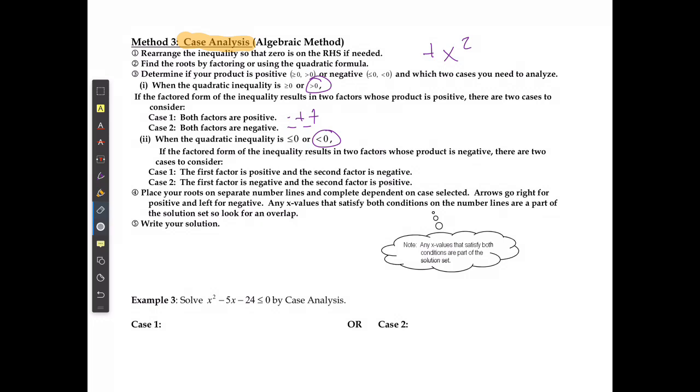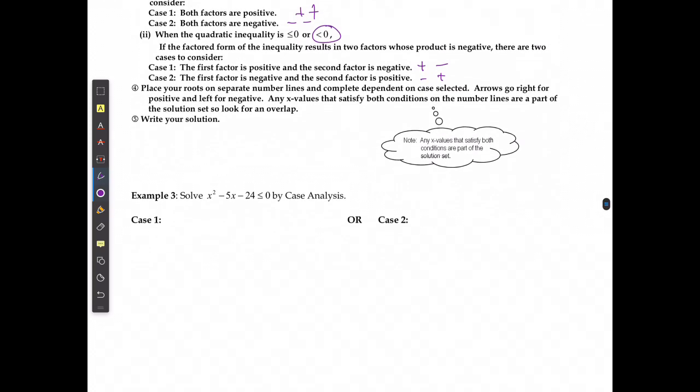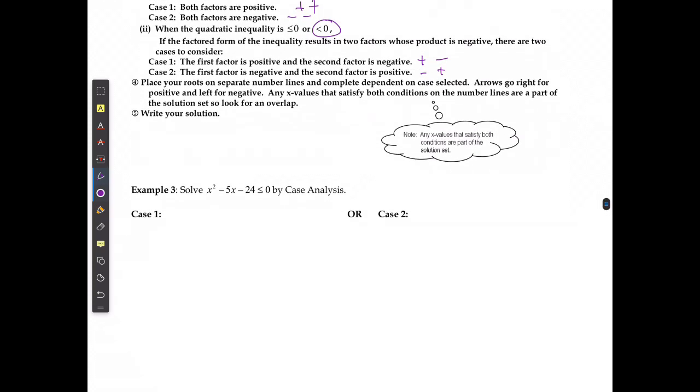I'm just going to get rid of that dash just so it's less confusing. If it is less than 0, then we're going to have the opposite case: plus minus or minus plus. We need to create two number lines, and we're going to try the different cases separately.